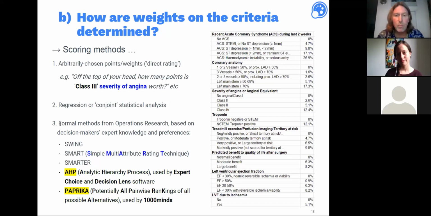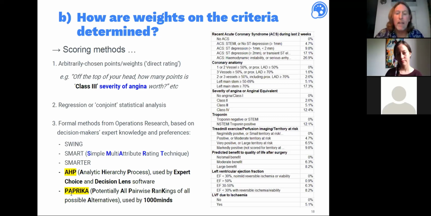Well, there's a huge industry from operations research and computer science coming up with different techniques, usually implemented by software, to ask questions and tease out from the experts answers, which can then be translated into the weights on the right-hand side here. And so they all go by fancy little acronyms. You've got them there, and I'm going to talk about a couple. Probably the most widely known one is the AHP process. PAPRIKA is the one that Franz and I invented and that we have in 1000minds.